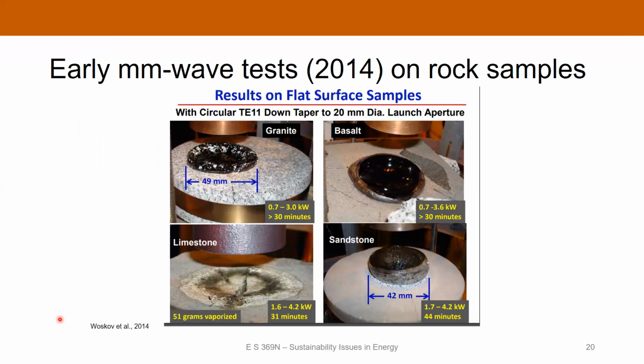Here's some millimeter wave tests from a DOE project back in 2014, just investigating how these things work. So you can see that they tested granite, basalt, limestone, sandstone, and you can melt these holes in the rocks. Obviously, if you look at the time scales that were used here in the lab, it takes a very long time to melt a small amount of rock. So presumably you'd have to put in a much higher energy input to get this to work. But this is an ongoing area of research, which is pretty cool.